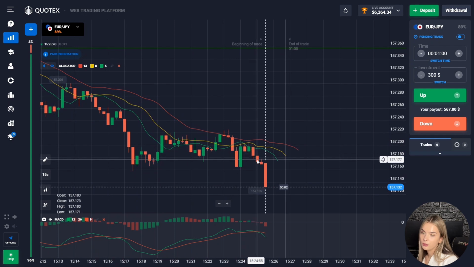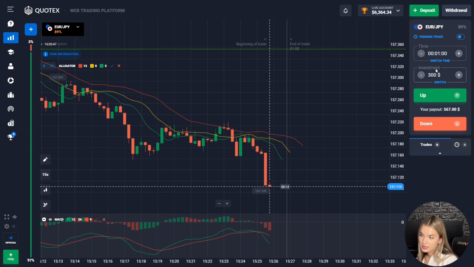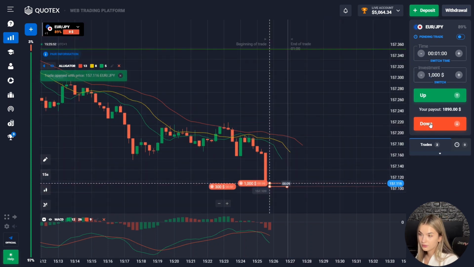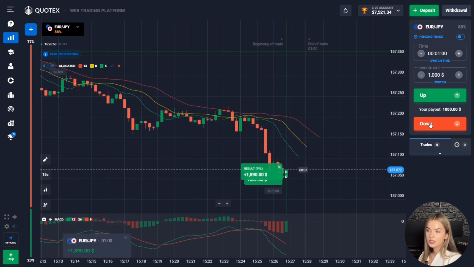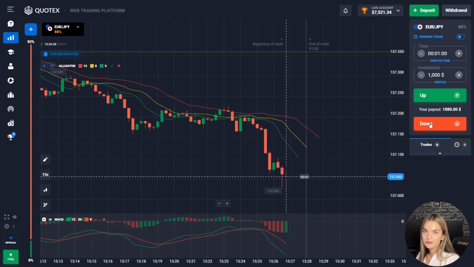Therefore, after the impulse red candle, I will open the deal with $1,300 for 1 minute. As you can see, the chart continues to go down and we made profit from this transaction, guys.